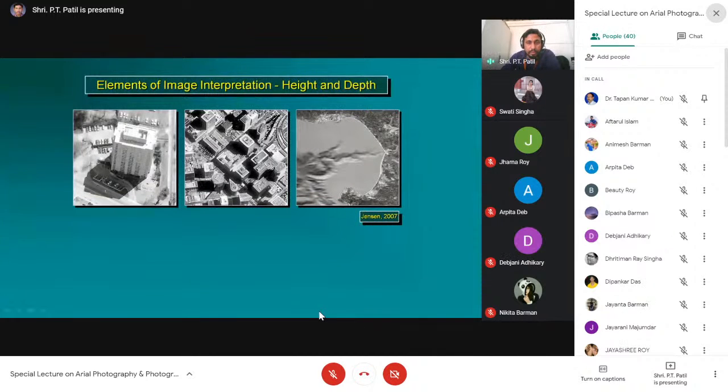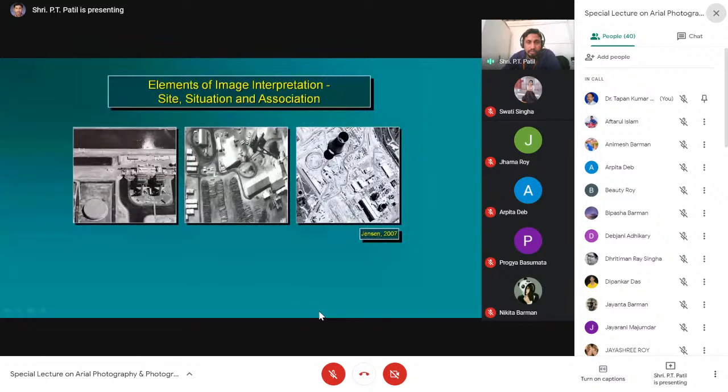Then height and depth perception can also be done with the help of the aerial photograph. Then association: sometimes there are buildings near water areas, and they have chimneys. On the basis of that, we easily identify that this is an industrial site, because it is formed near water bodies, and chimneys are also there. So on the basis of the specific characteristics, we are able to identify what kind of object is there.